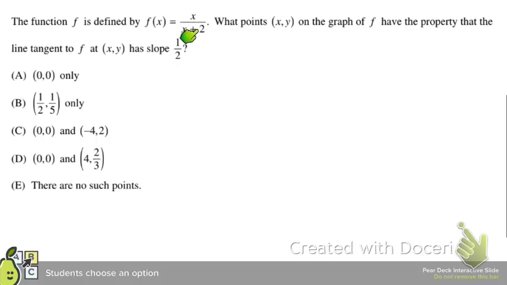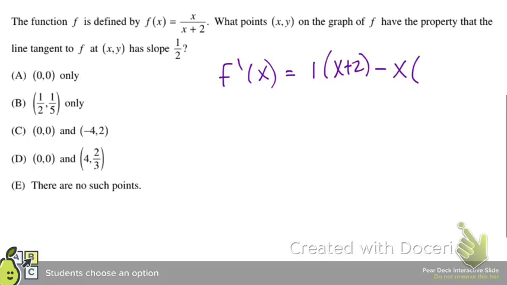Again, I'm not going to write down my u and my v. If you need to write that down, I encourage you to do so, but I will say it out loud so that you can see what I'm writing when I'm writing it. So f prime of x. The quotient rule says to take the derivative of the top, which is x, so 1, times the bottom, so times x plus 2, minus the top, which is x, times the derivative of the bottom. The derivative of x plus 2 is just 1. All over the bottom squared, so all over (x plus 2) squared.